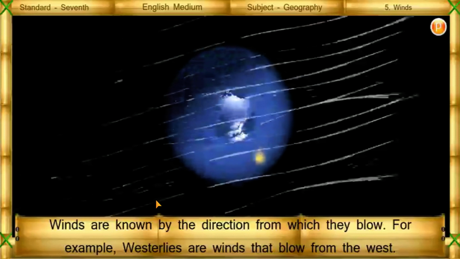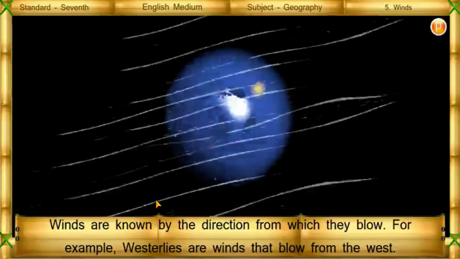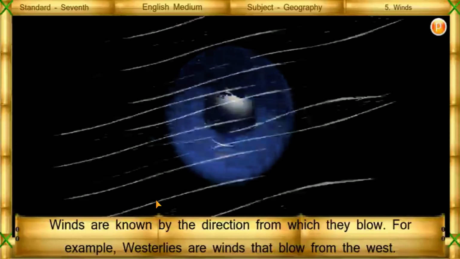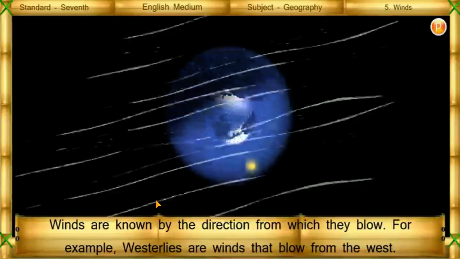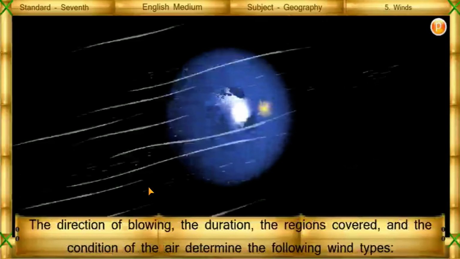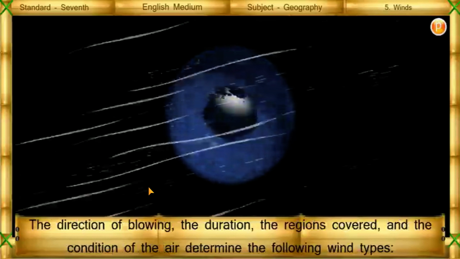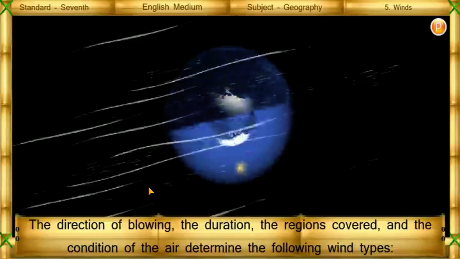Winds are known by the direction from which they blow. For example, westerlies are winds that blow from the west. The direction of blowing, the duration, the regions covered, and the condition of the air determine the following wind types.